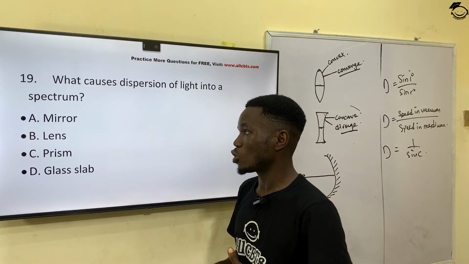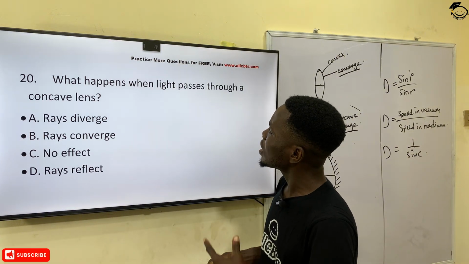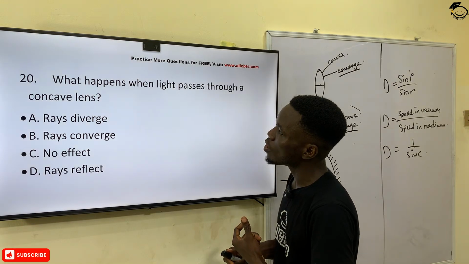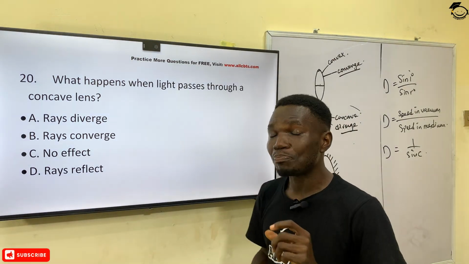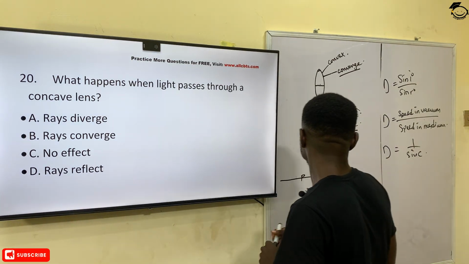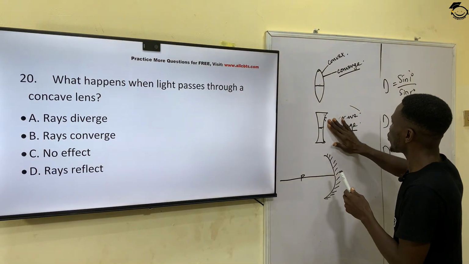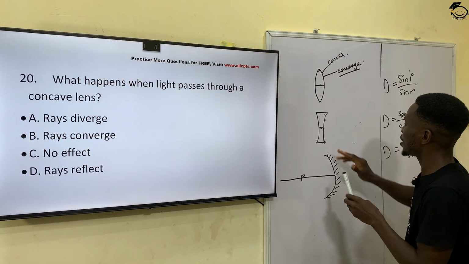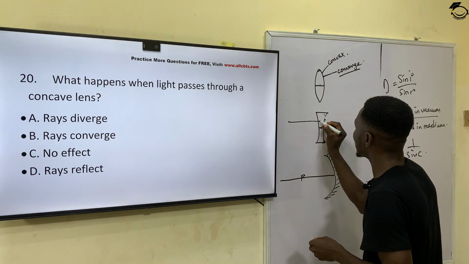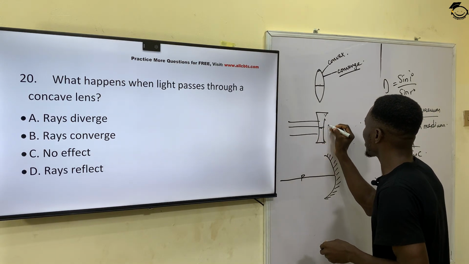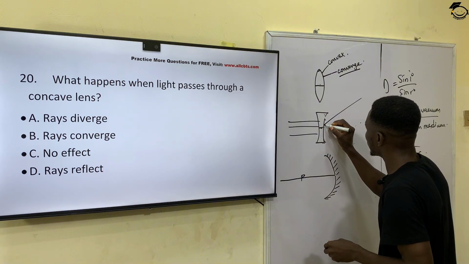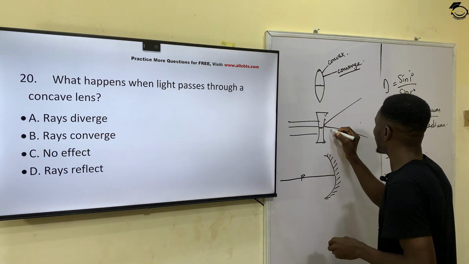So that takes us to question number 20, which is what happens when light passes through a concave lens? So when light passes through a concave lens, so this is a concave lens. So if light passes through this lens here, what is going to happen when the light hits this lens? At this point, they are going to move outward. They are going to start moving outward.